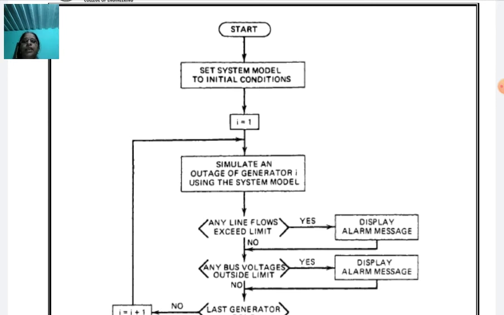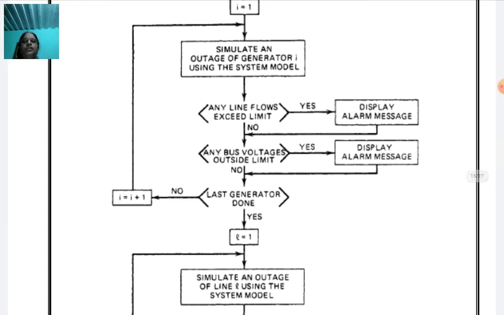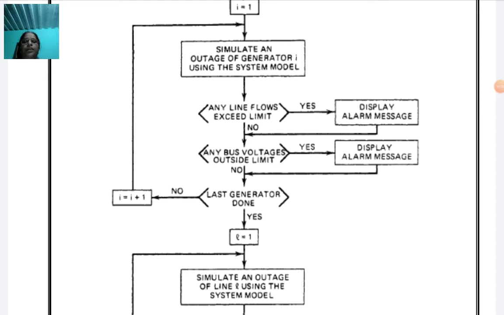Now you simulate the outage of generator I using the system model. Now we have to check whether any line flows exceed limit. If yes, display an alarm message. If no, come to the next step, checking whether any bus voltages are outside limit. If yes, display an alarm message. If no, come to the last generator done check.